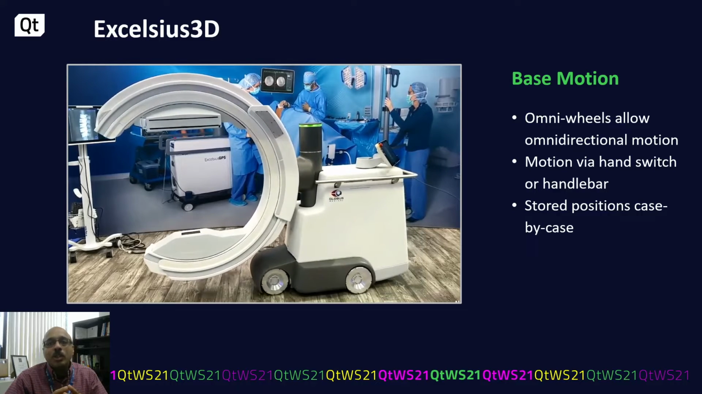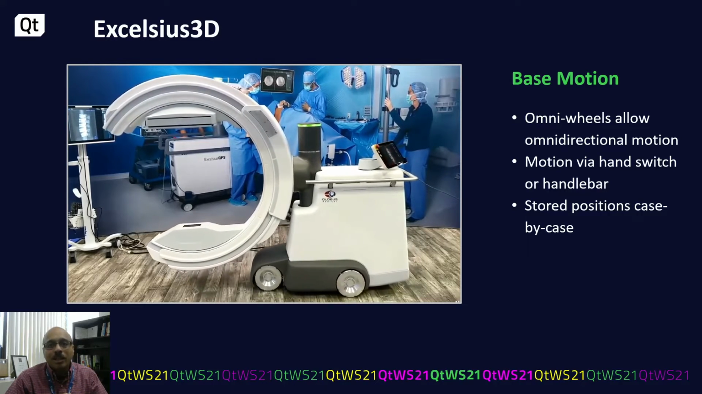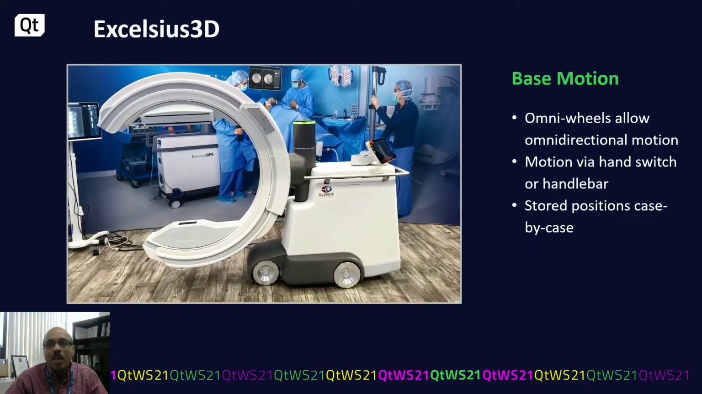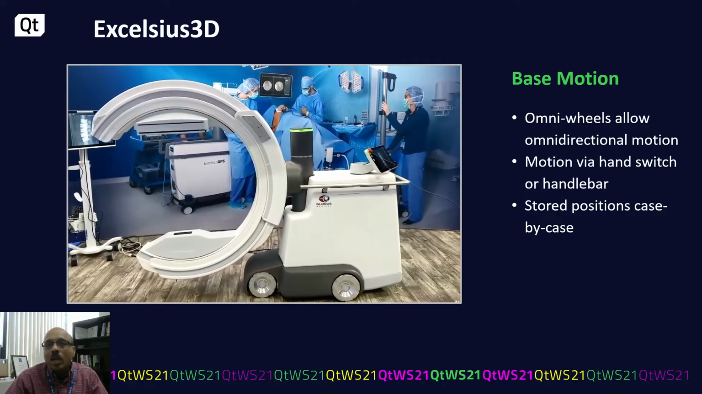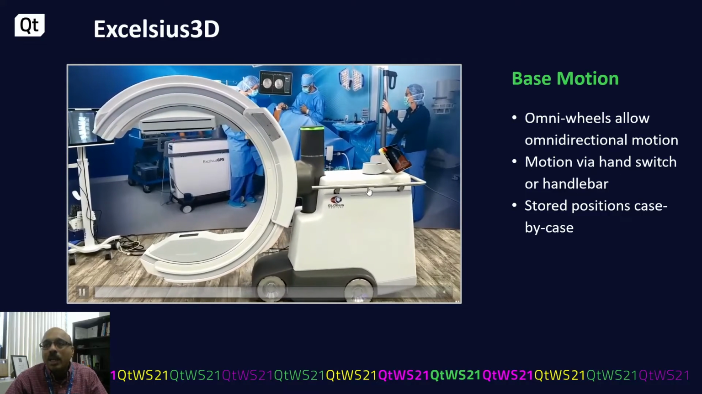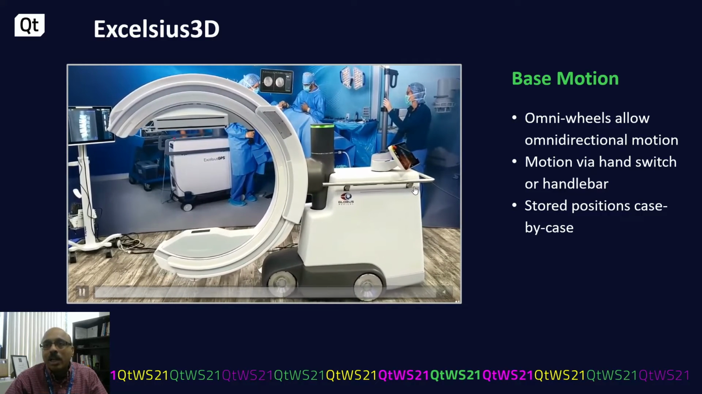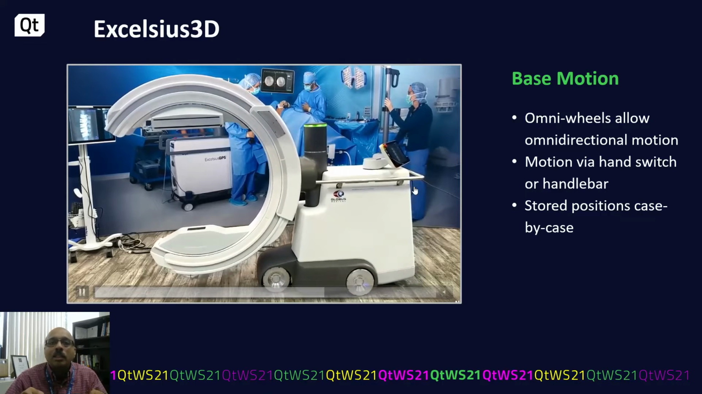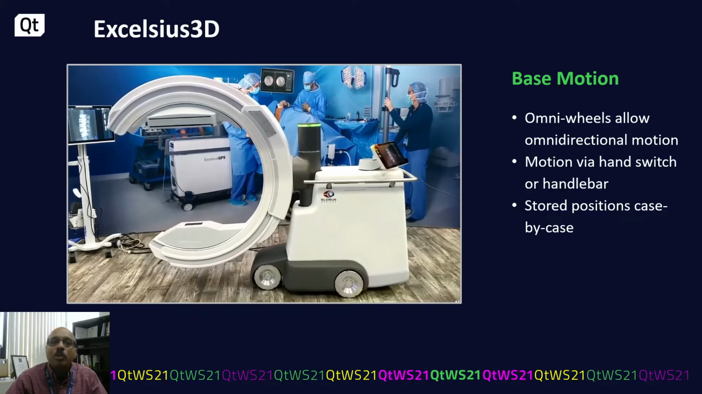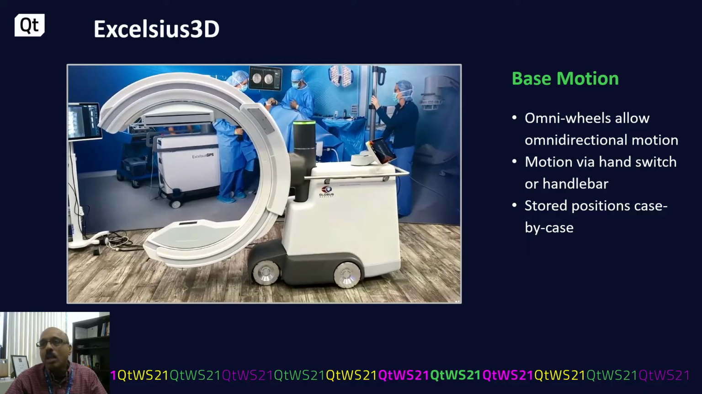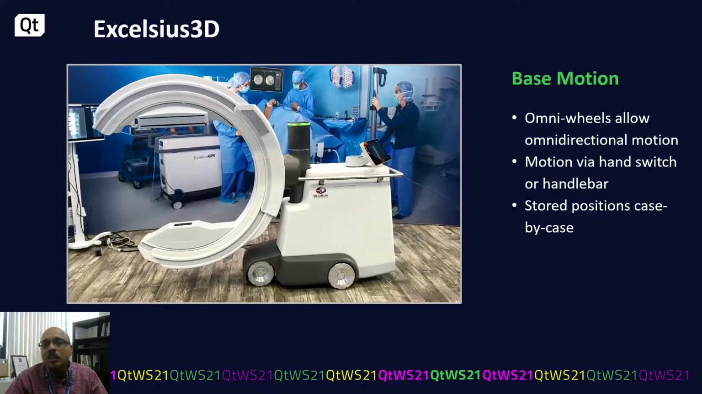And that's because these wheels are known as omni wheels. They allow for omnidirectional motion. And this motion can be either triggered with a hand switch or also by grabbing on this handlebar, which is shown right here. And our software can sense the force and torque that is exerted on these handlebars and change the motion appropriately.